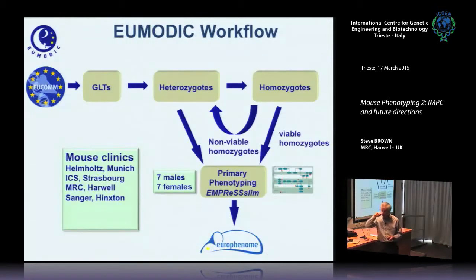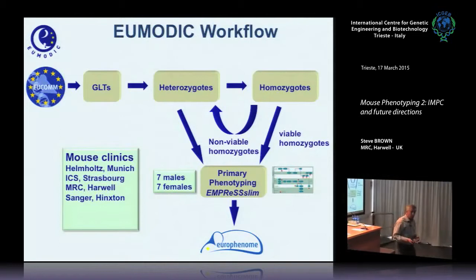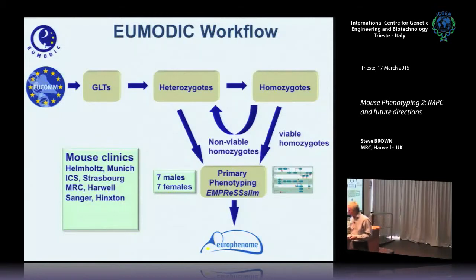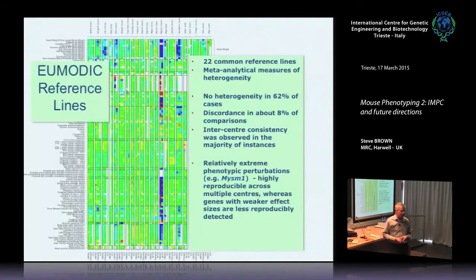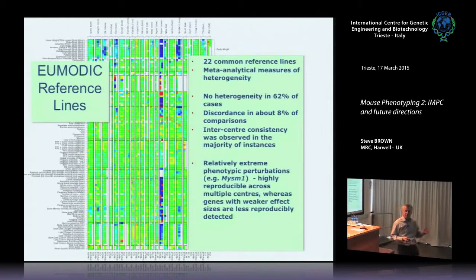So I want to come back to the Umodic program and just recall the fact that this was what we did in Umodic. We generated mutants, heterozygotes, homozygotes. They went into a phenotyping pipeline that's actually very similar to the current IMPC phenotyping pipeline. And of course, part and parcel of that was we also looked at these reference lines across the consortium to ask how well were our phenotyping procedures working. And the answer, as you will recall, is pretty well.